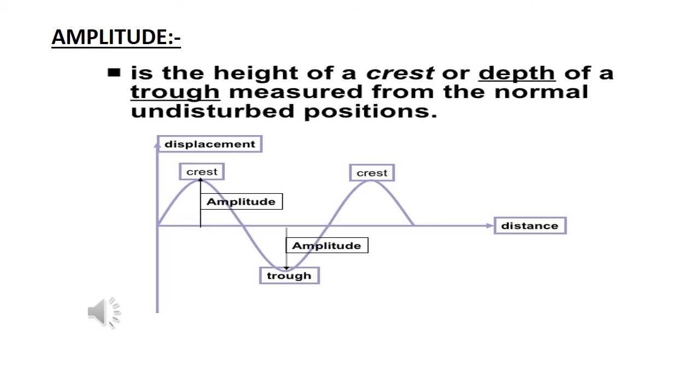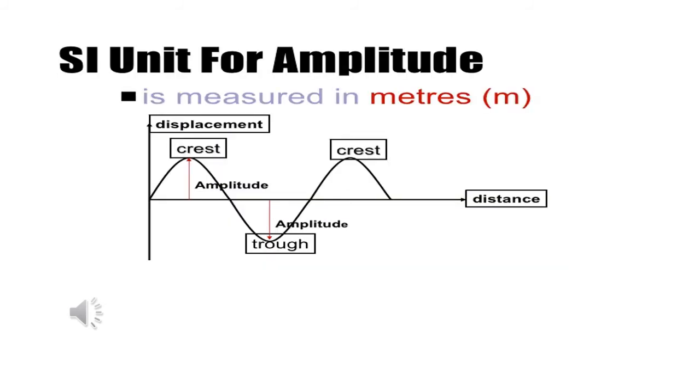Moving toward the next characteristic, which is the amplitude, basically it is the height of the crest or the depth of a trough measured from the normal undisturbed position. Okay, so what would be the SI unit which we can consider for amplitude? Basically, its unit would be meters, because it's a distance, definitely.